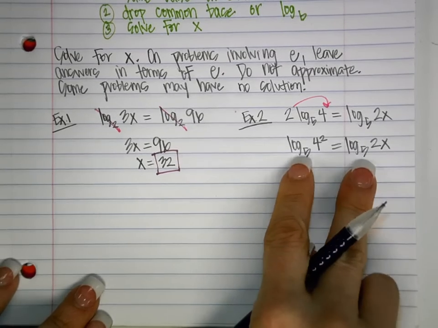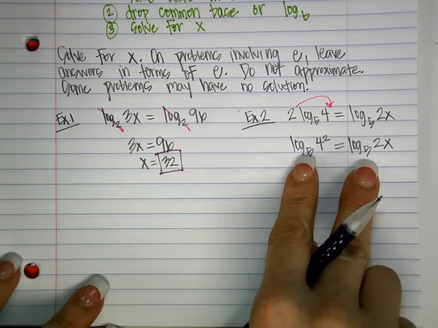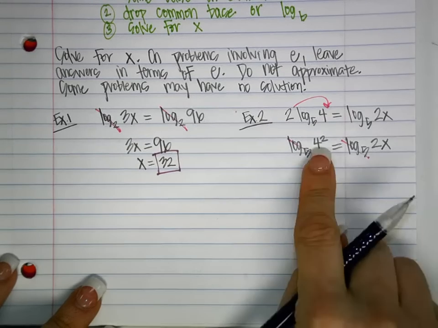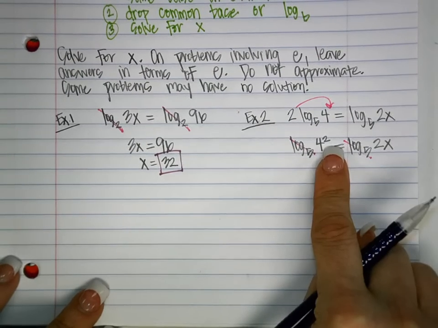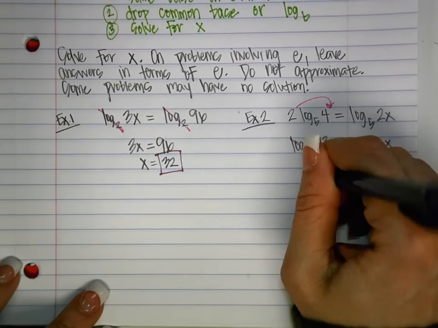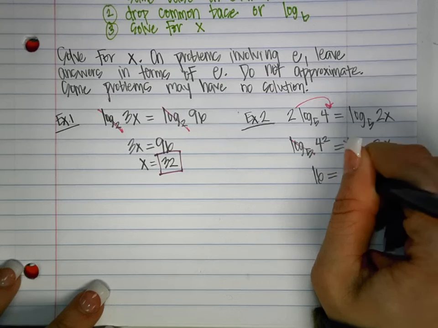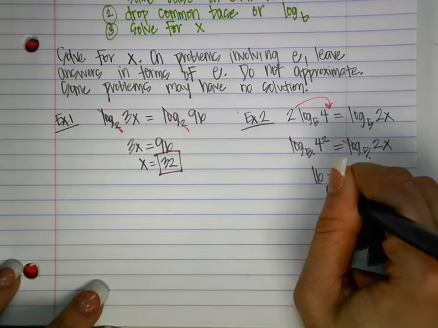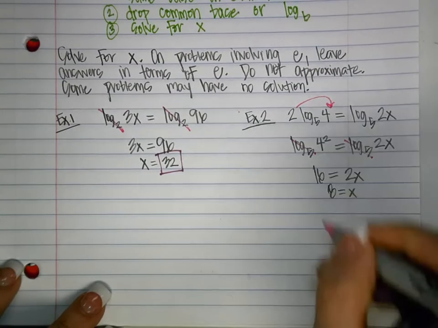Now that you have just log base 5 on each side, you can drop it. And then we set these equal to one another. What is 4 squared? 16. So 16 equals 2x. Divide both sides by 2. 8 equals x. That's your answer.